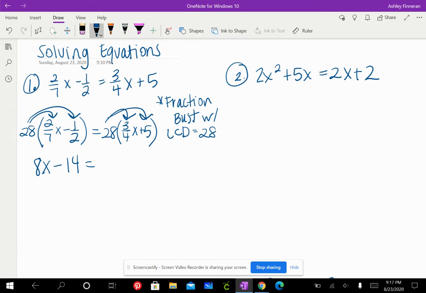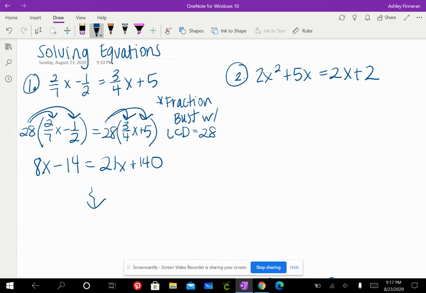28 divided by 4 is 7. 7 times 3 is 21. And then here, there's not a denominator, so I just have to do 28 times 5. Well, 20 times 5 and 8 times 5 add to 140. And then from there, I would just keep going. And I think you guys can solve that without any help from me from there.